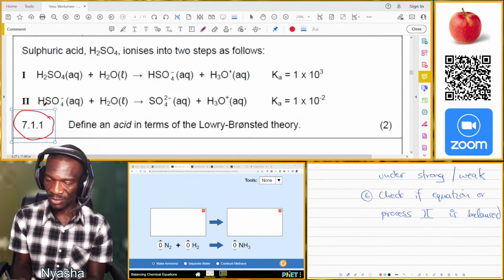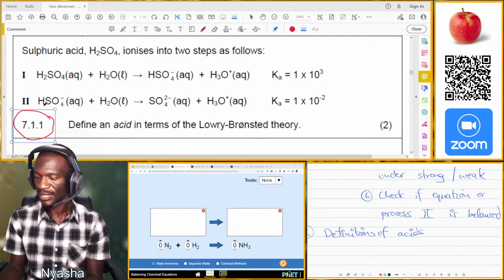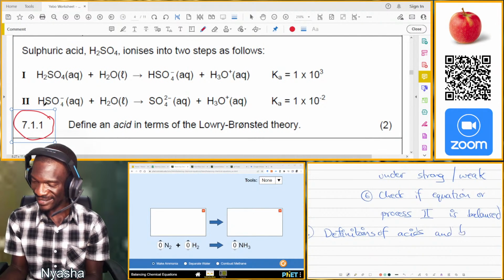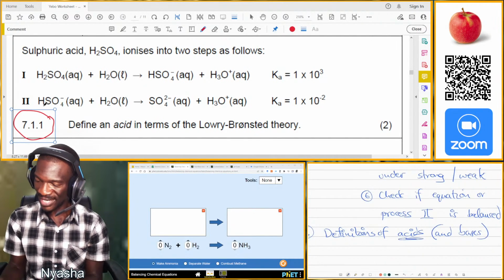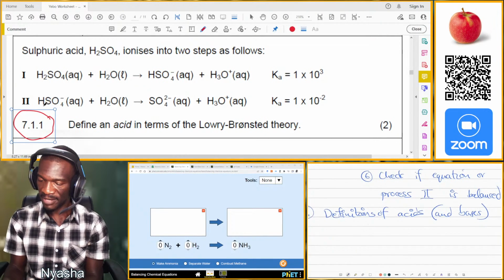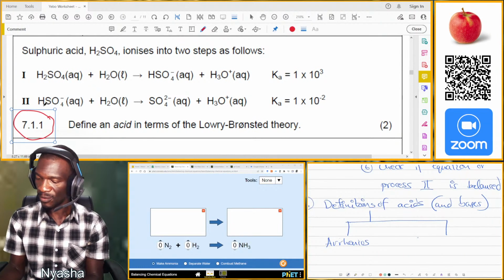Part B now, we just want to revise something. So, definitions of acids. You can also look at definitions of acids and bases, right? But I will look at acids so that we can answer the question. So we have 2 definitions of acids and bases. You can define acids and bases according to these 2 scientists, right? The Arrhenius theory or the Bronsted-Lowry theory.